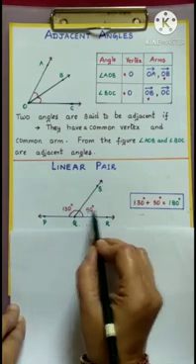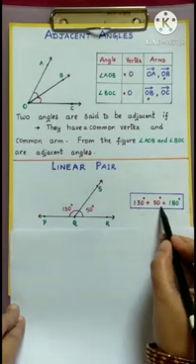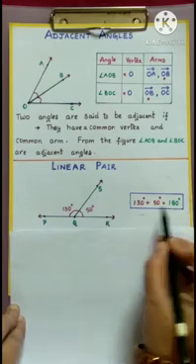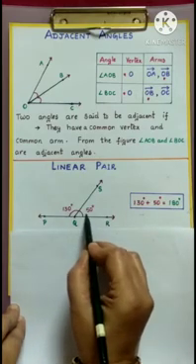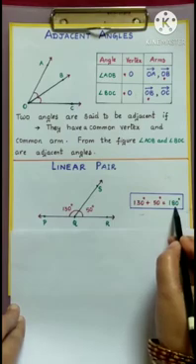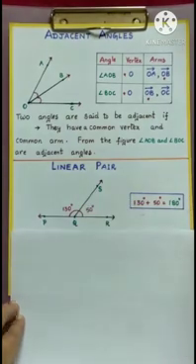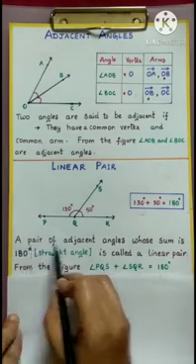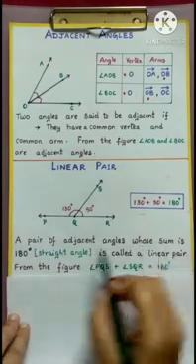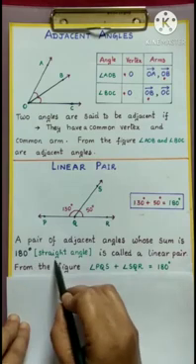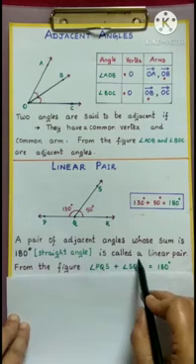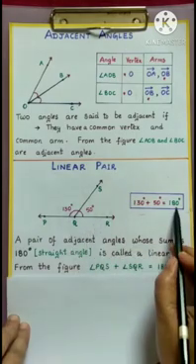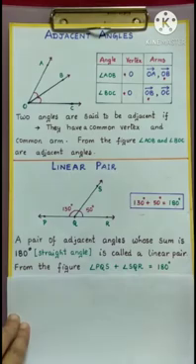What is the sum of angles on a straight line here? 130 degrees plus 50 degrees, which is 180 degrees. It means a pair of adjacent angles whose sum is 180 degrees is called a linear pair. Now you see the definition here. A pair of adjacent angles whose sum is 180 degrees, called a straight angle, is called a linear pair. If the sum of two adjacent angles is 180 degrees, it is called a linear pair.